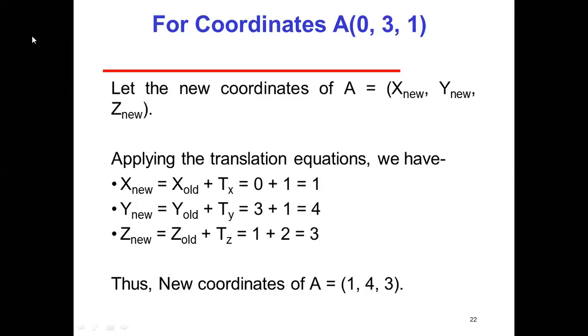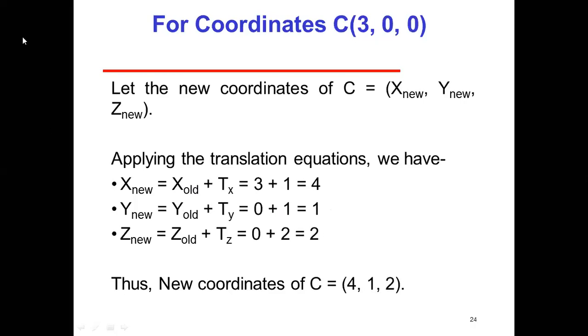So now the calculation for vertex B. We write x new, y new, z new, and then apply the translation equation. Again, x new is equal to x old plus dx, and so on. We put the initial value already given, 3, 3, 2, and then put the values of dx, dy, dz. These are very simple equations, and you can simply add. So we get the final coordinates for B: 4, 4, 4.